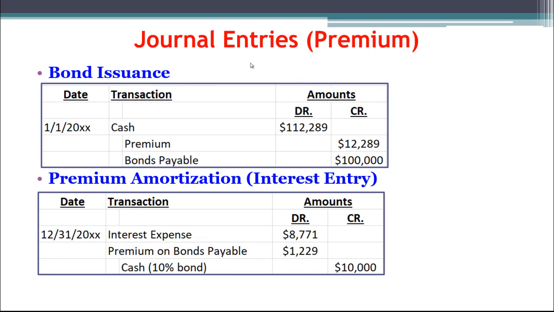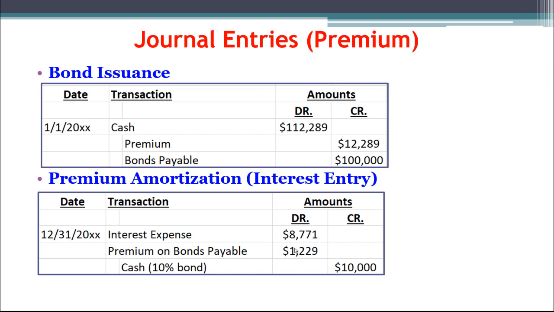So now let's look at the journal entries. We're going to start with the issuance, and then we're going to talk about the interest expense. First, we're dealing with a premium. With a premium, we know that our cash is going to be higher than the bonds payable, so we have to have a premium that we credited. Now, when we do the journal entry for the interest expense, first of all, that premium that we credited, that larger amount of the premium, we have to spread that out over time and debit it to eventually zero it out. We're reducing it to zero it out.